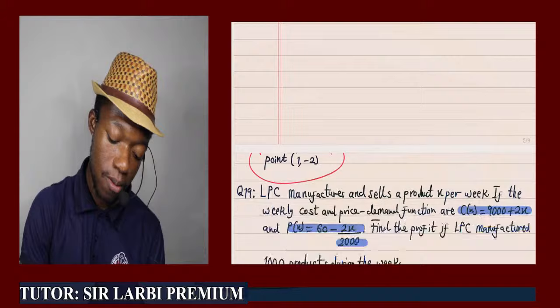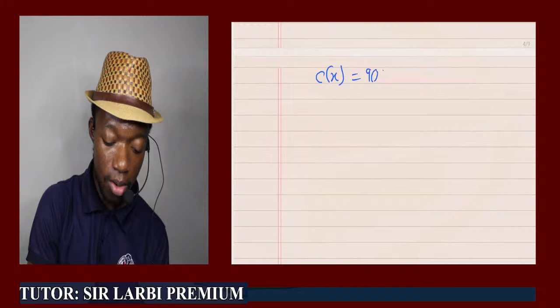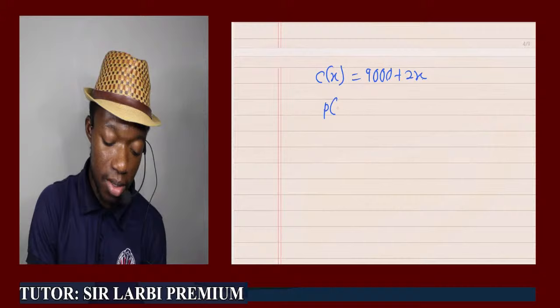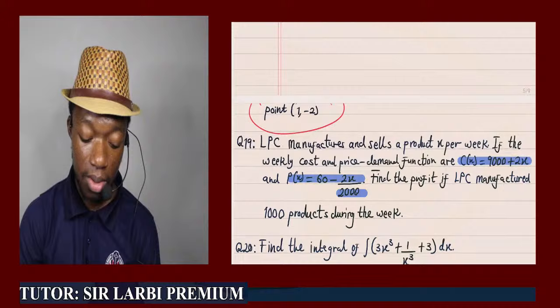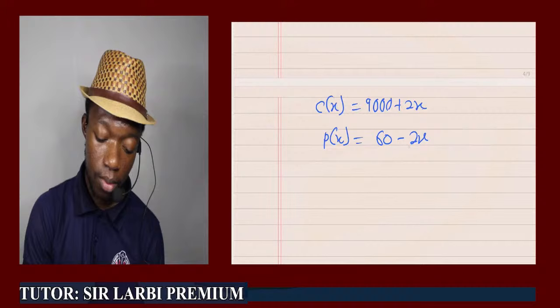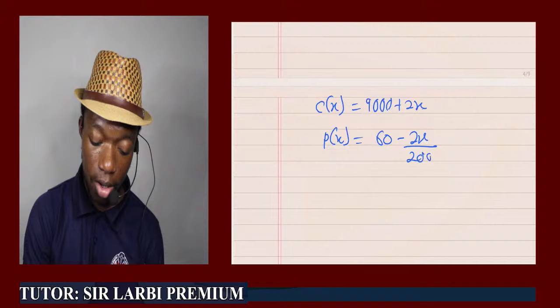So 9,000 plus 2x. And then we also have our price function, which was 60 minus 2x over 2000. So how do you then find the revenue function?